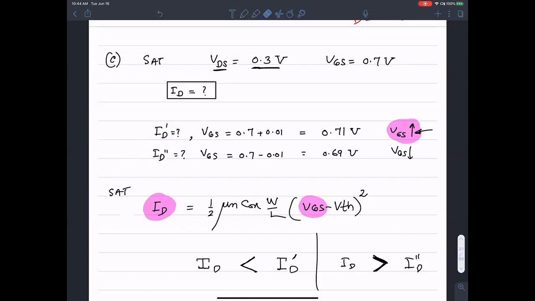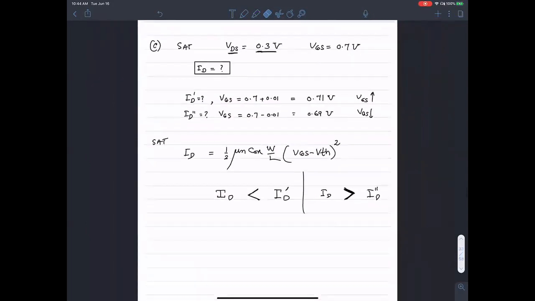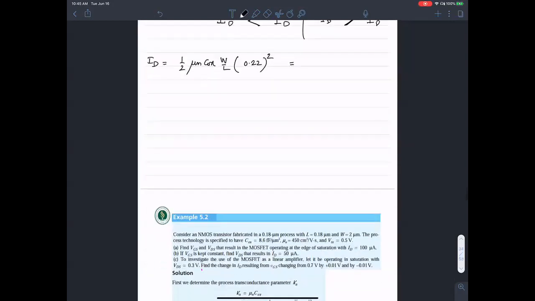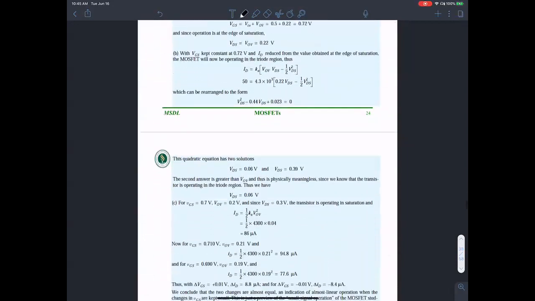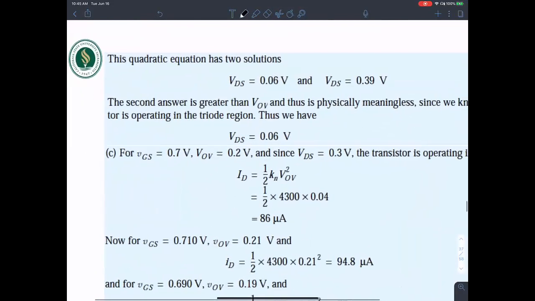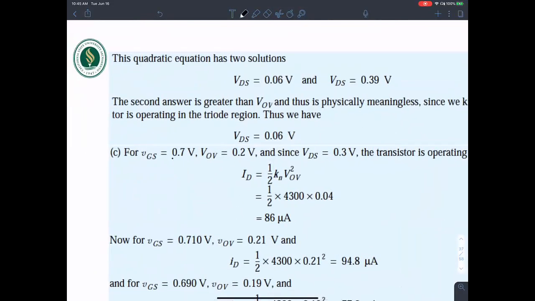You get the idea, right? So this is what we should expect. So let's see if we indeed get that. Let's first calculate ID is 1/2 mu n C oxide W over L, VGS minus VTH is 0.22, the whole squared. Plug in all the values. You should get some value for ID. What value you get for ID really is 86 microamperes.